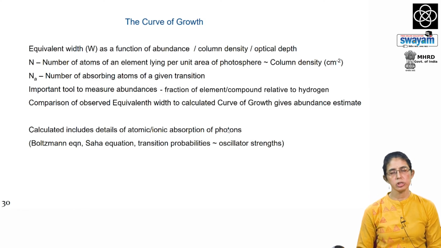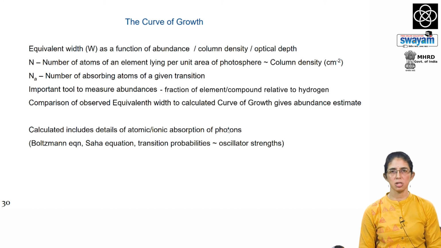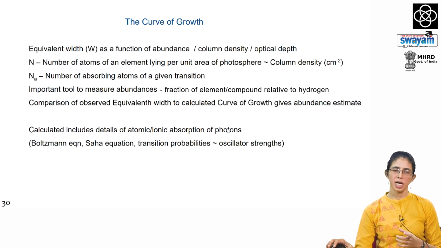Now that we have understood the various broadening mechanisms, is it possible to estimate the abundance of a species based on the strength of the lines? One can use equivalent width as a measure of abundance or column density or optical depth. Now, column density refers to the number of atoms along the line of sight per unit area of the photosphere, and this is related to the number of absorbing atoms along the line of sight, that is the optical depth.